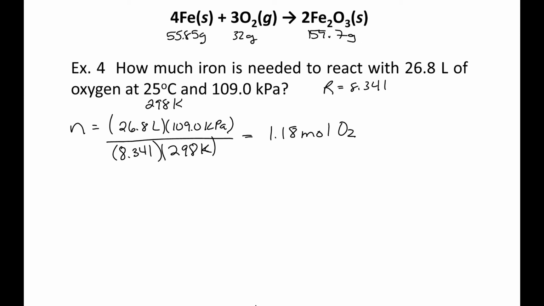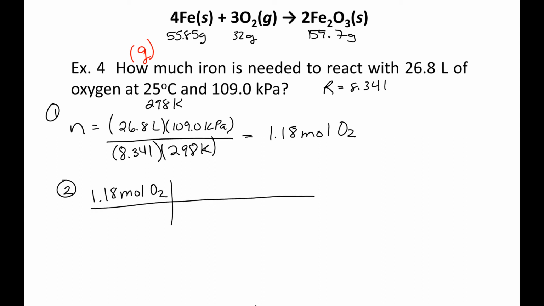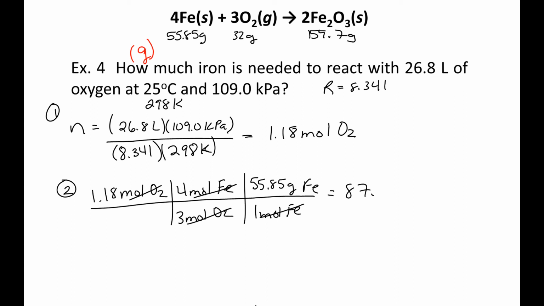Well, how much means grams, okay? So just don't forget that. How much is always grams, not moles. So we're going to put that into a picket fence. So 1.18 moles of O2. Okay, 3 moles of O2 here, 4 moles of iron. So 1 mole of Fe is 55.85 grams of iron. And when all is said and done, this is 87.9 grams of iron.